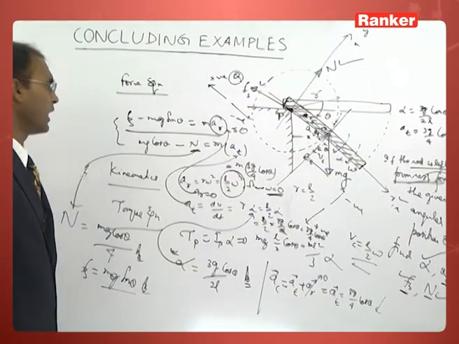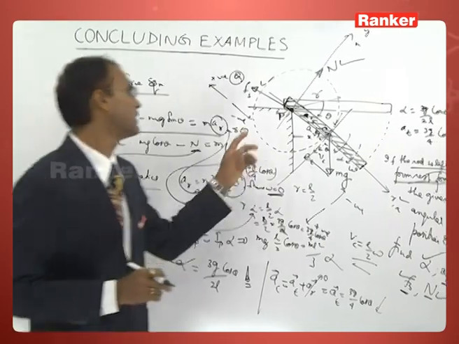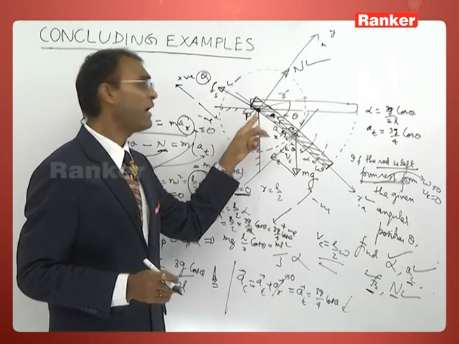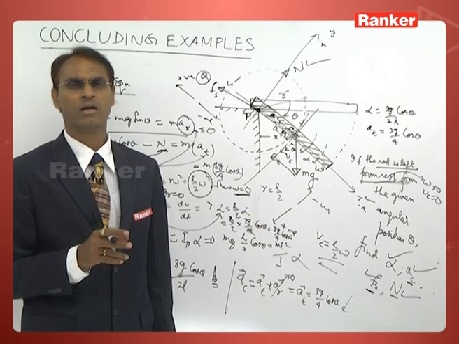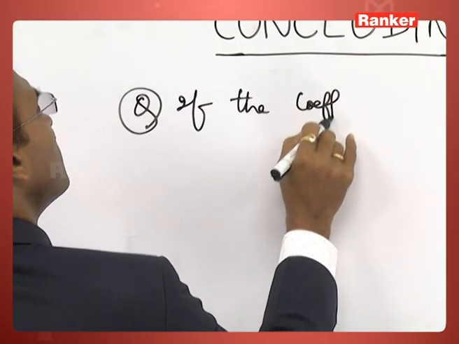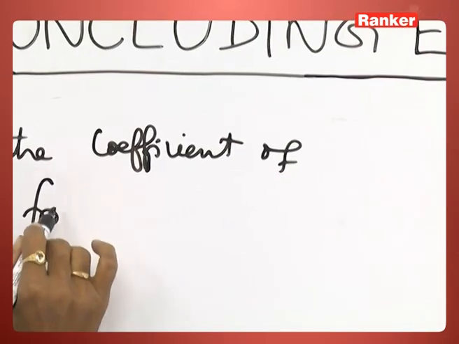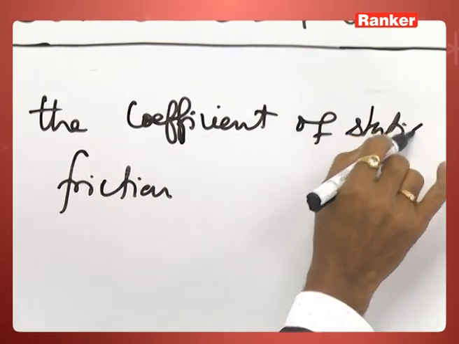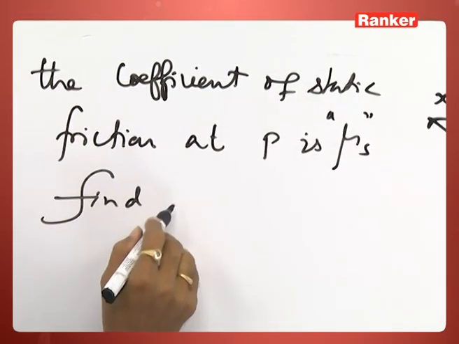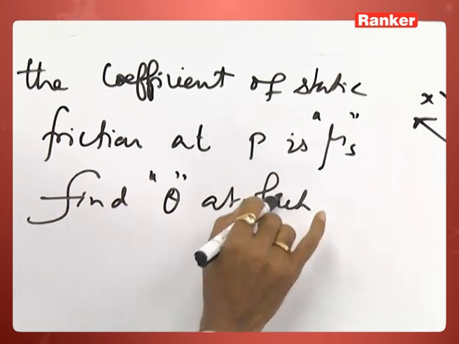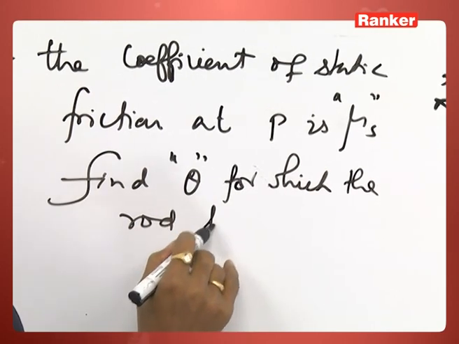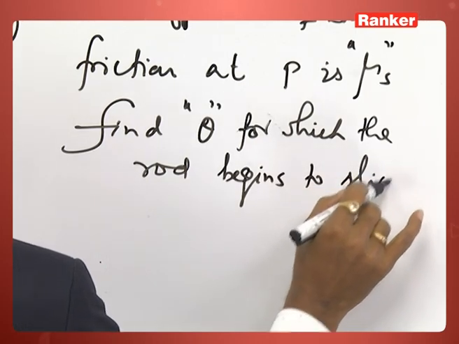Another interesting question I can pose here. Question is, if the coefficient of static friction at the point P is mu s, find theta for which the rod begins to slip or begins to slide.